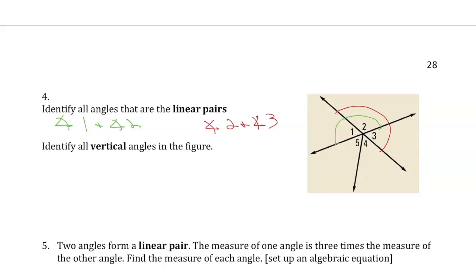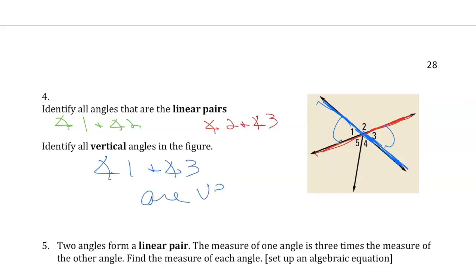Then they ask you for vertical angles. Remember, they have to share opposite rays. Here's a ray. Here's another ray. We'll give it a different color. Here's a ray. Okay, which angles are formed by blue and red rays? And if I erase these things, here and here, they are vertical.